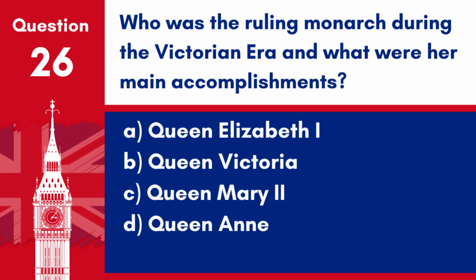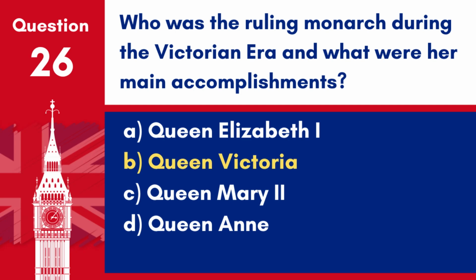Question 26. Who was the ruling monarch during the Victorian era, and what were her main accomplishments? A. Queen Elizabeth I. B. Queen Victoria. C. Queen Mary II. D. Queen Anne.